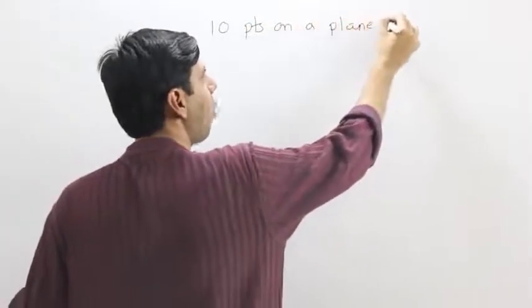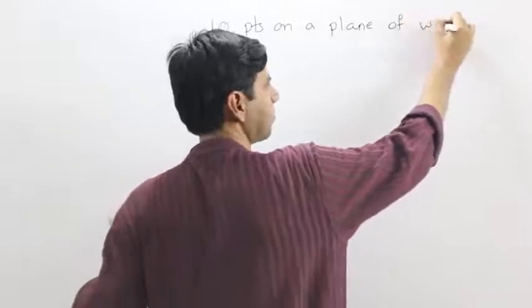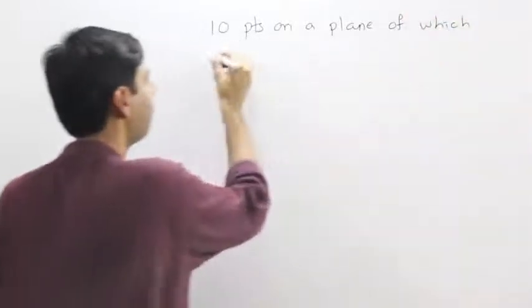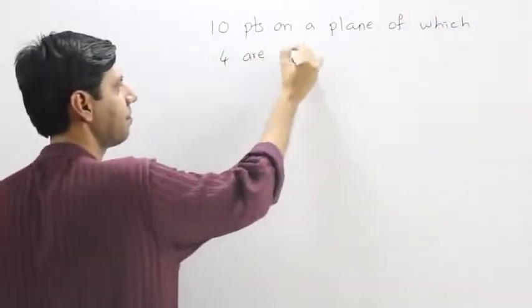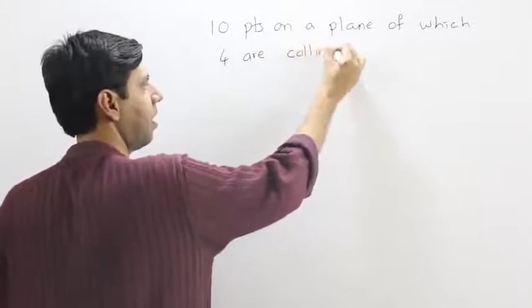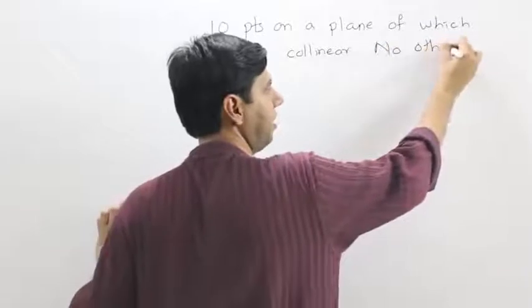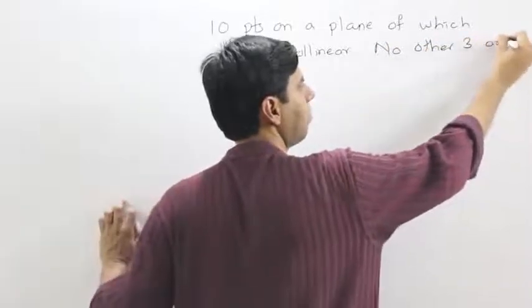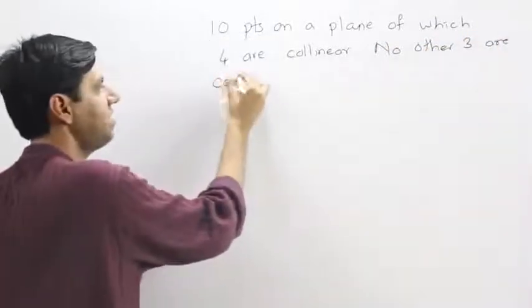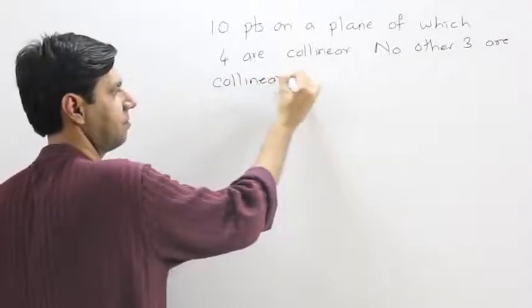However, now, of which let's say 4 are collinear. And it says no other 3 points are collinear. No other 3 are collinear. Find the number of lines using these points.